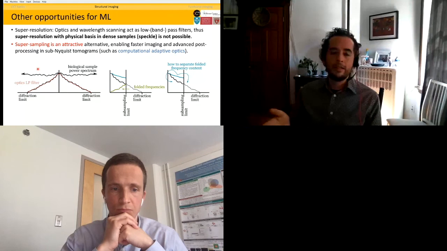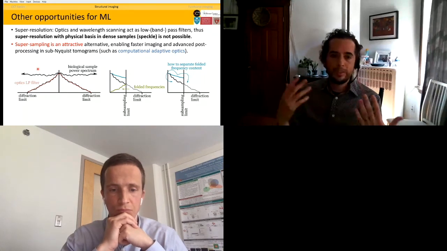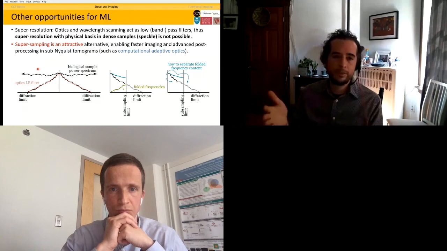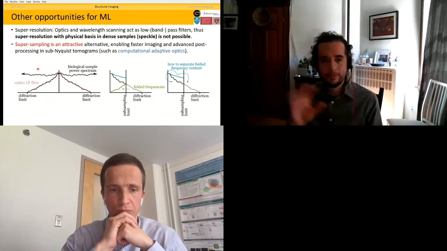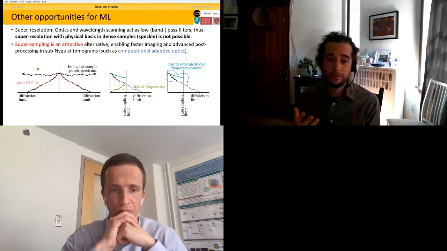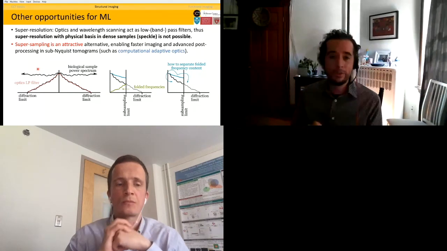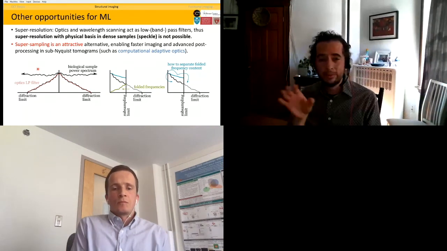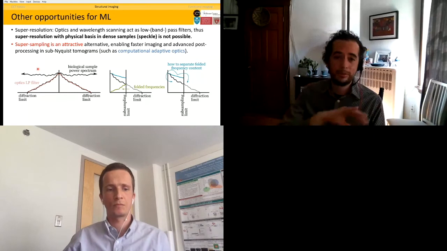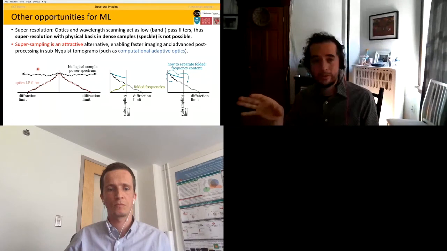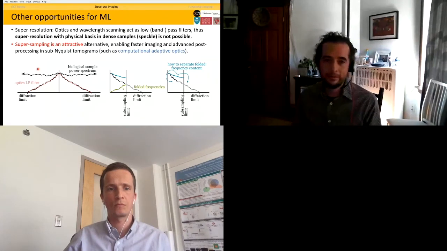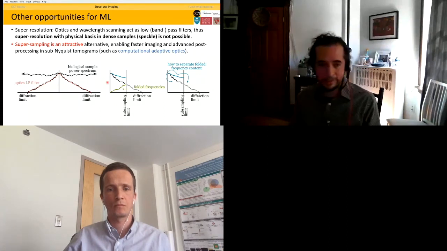This is essentially trying to reproduce Nyquist sampled tomograms from tomograms that have been scanned much faster, because there are some advanced post-processing algorithms that require Nyquist sampled tomograms, such as computational adaptive optics. So if we can scan faster, that means that we can avoid patient motion artifacts. For example, in the case of the retina, it will be really useful to be able to scan much faster, but then still be able to perform computational refocusing to see small details in the retina, such as photoreceptors. So I will leave the details about this to the breakout session.